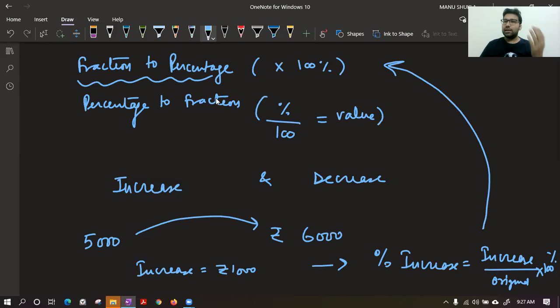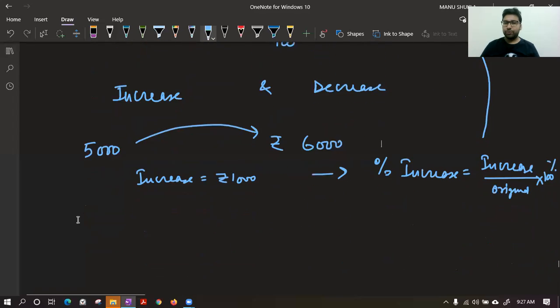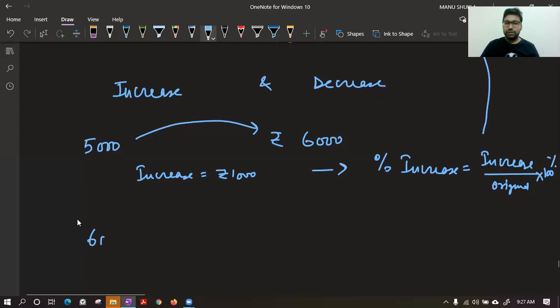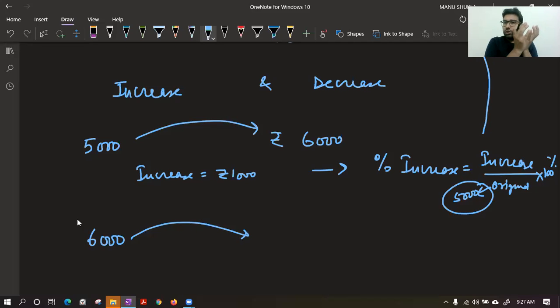The difference is that in the starting, NCERT was giving us the numbers and we were converting them to percentage. Now they are not giving the numbers directly. They want us to find the numbers also and then convert these numbers into percentage. That's it, no difference. Similarly, if there is a decrease, suppose your salary is rupees 6,000 and it becomes 5,000. Original value is the starting one.